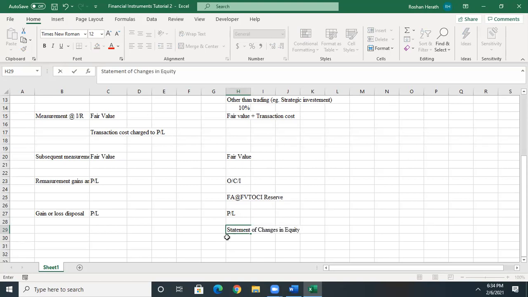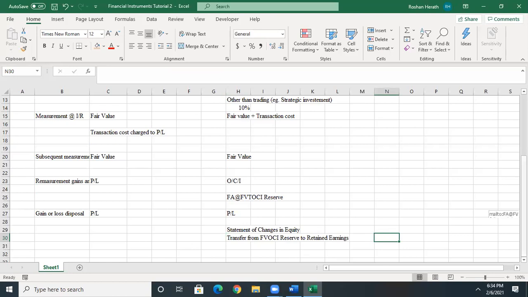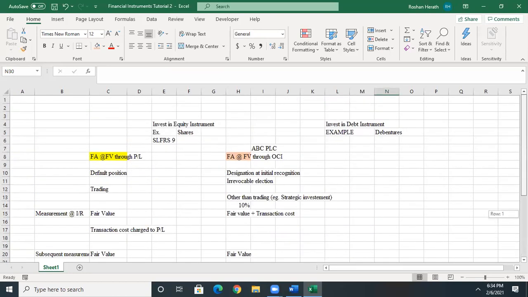In equity, what you're going to do, you're going to make a transfer from the fair value through other comprehensive income reserve. Whatever the gain or loss, whatever the amount that is there in this reserve, you're going to simply transfer that to the retained earnings. That's what you do. So this is about the accounting throughout the lifetime of this instrument.